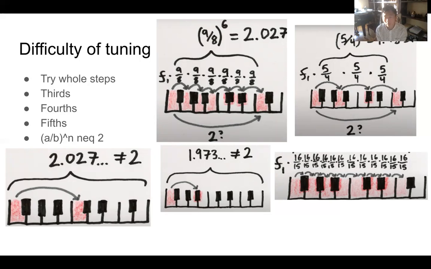If we try tuning with perfect thirds, we would have to multiply the frequency 5 over 4 three times, so we still don't get exactly 2. We could try fourths. We would get 1.973. Fifths would get us 2.027. And if we really wanted to try half steps, 16 over 15 to the 12th would also not give us exactly 2.